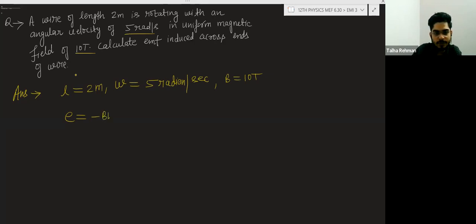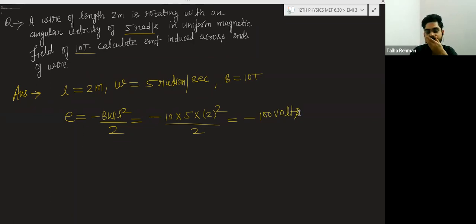Minus B omega L square divided by 2. Okay, so minus, what is B? Put all the values. This is 10, omega is 5, this is 2 square divided by 2. So you will get minus 100 volts. This is EMF, so the unit of EMF is volts. So we have used this formula for solving this question.